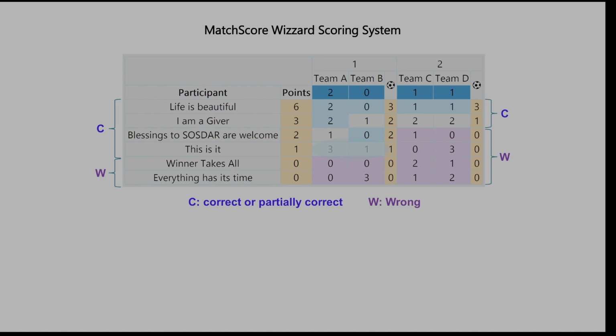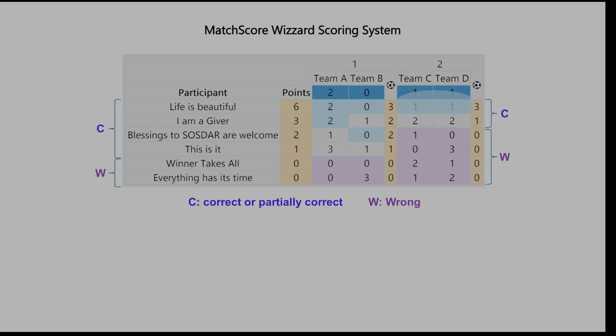White cells represent participants who correctly predicted a winning team or a tie, but did not predict goals scored by either team. Purple cells show wrong predictions. No points awarded, it happens to the best of us. In this example, for the first match, the last two participants did not gather points because they failed to predict Team A winning the match. For the second game, points were awarded only to participants predicting a tied game.